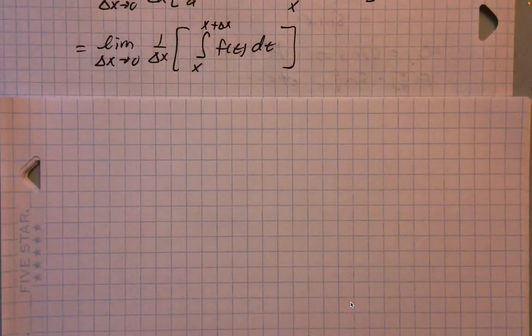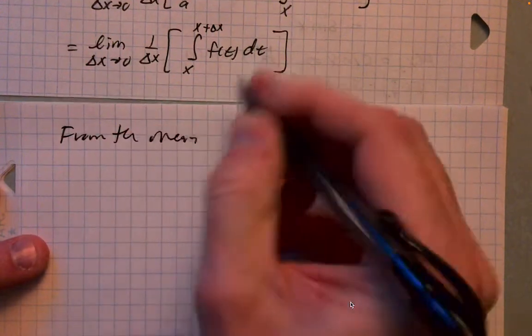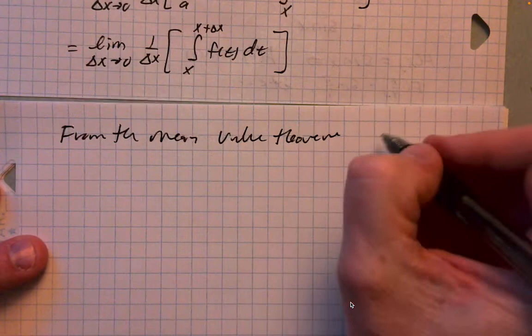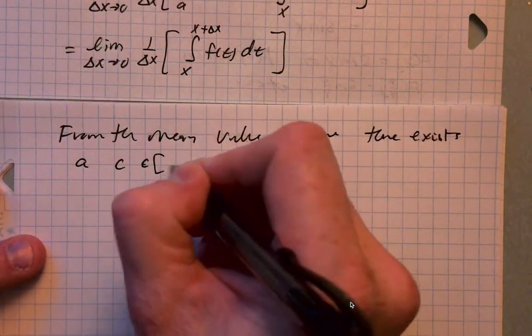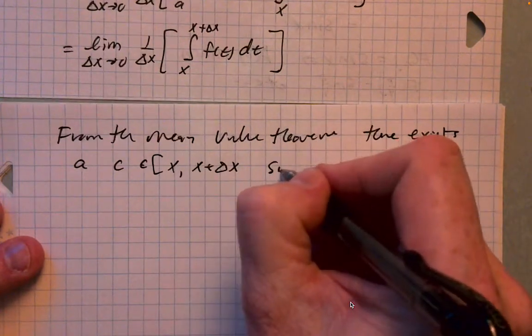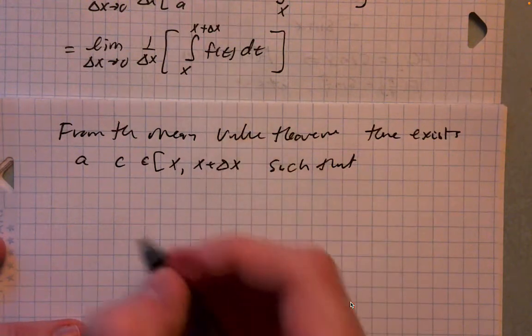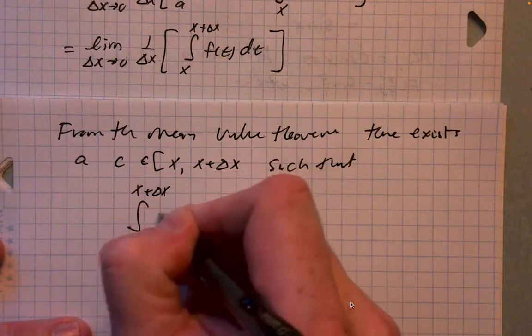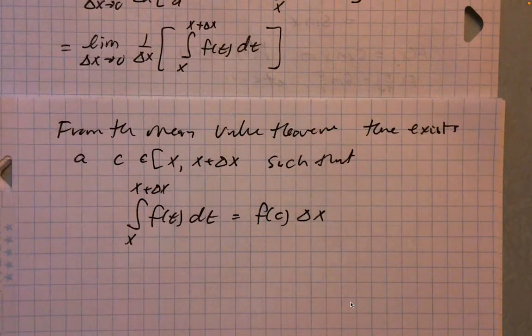Then hopping over to the next page. And so from the mean value theorem, right, we have to pull out the mean value theorem. We know from the mean value theorem, there exists a c in the interval x up to x plus delta x such that this previous thing here is equal to f of c times delta x. Right, so the integral from x to x plus delta x of f of t dt would be equal to f of c times delta x, right? So that's kind of what we saw with the mean value theorem.